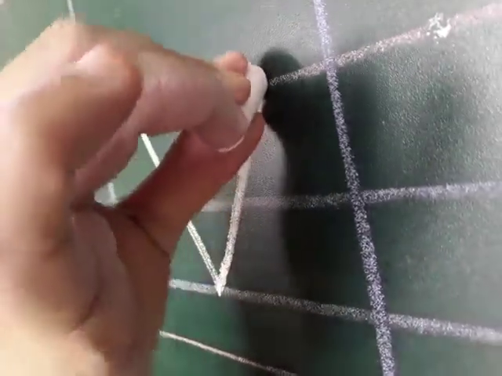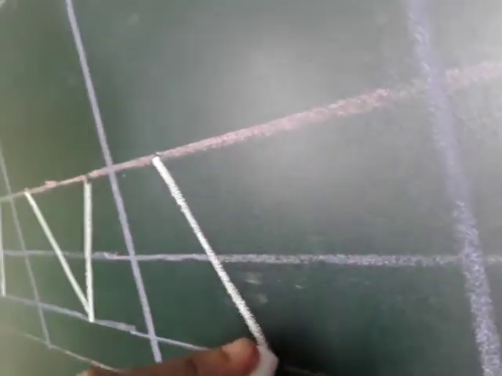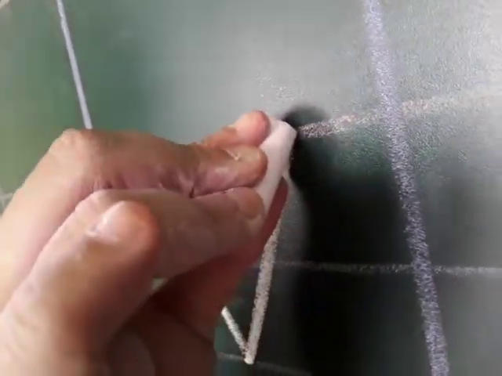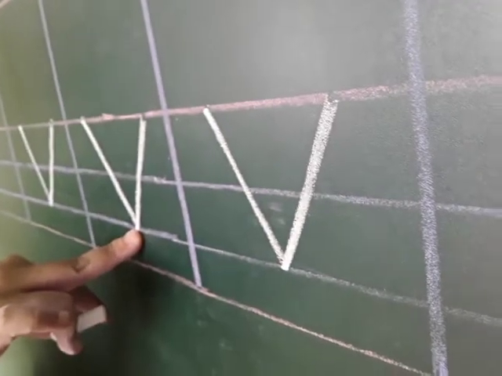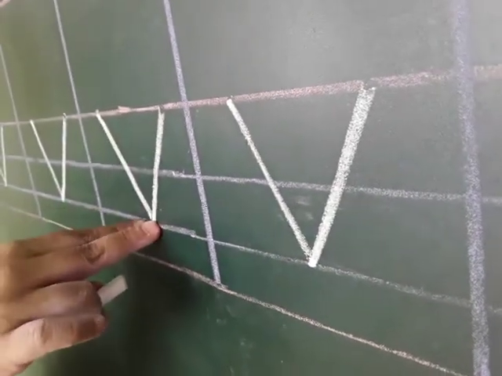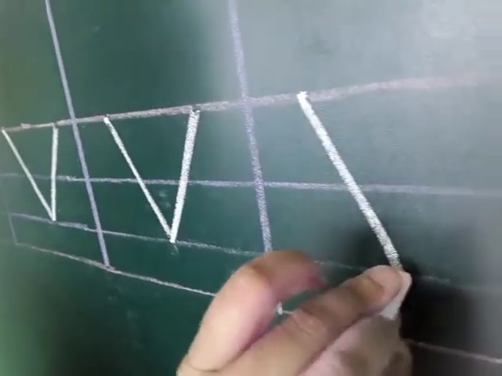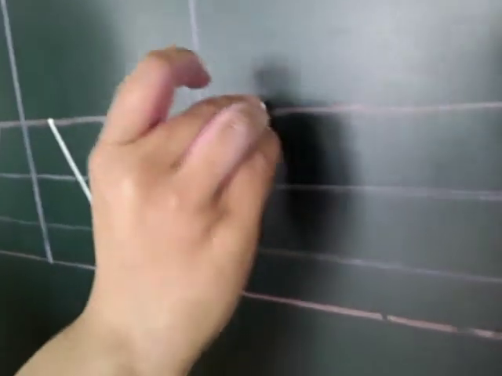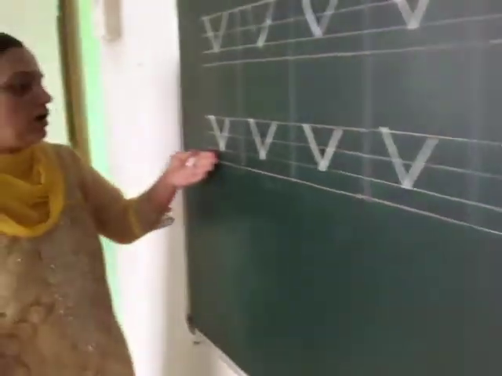Come down, go up. Practice it. Make sure that these two lines are joining in third line. Don't separate it. Join this. Continue this left slanting line and go up. Come down, go up. This is called up arrow.